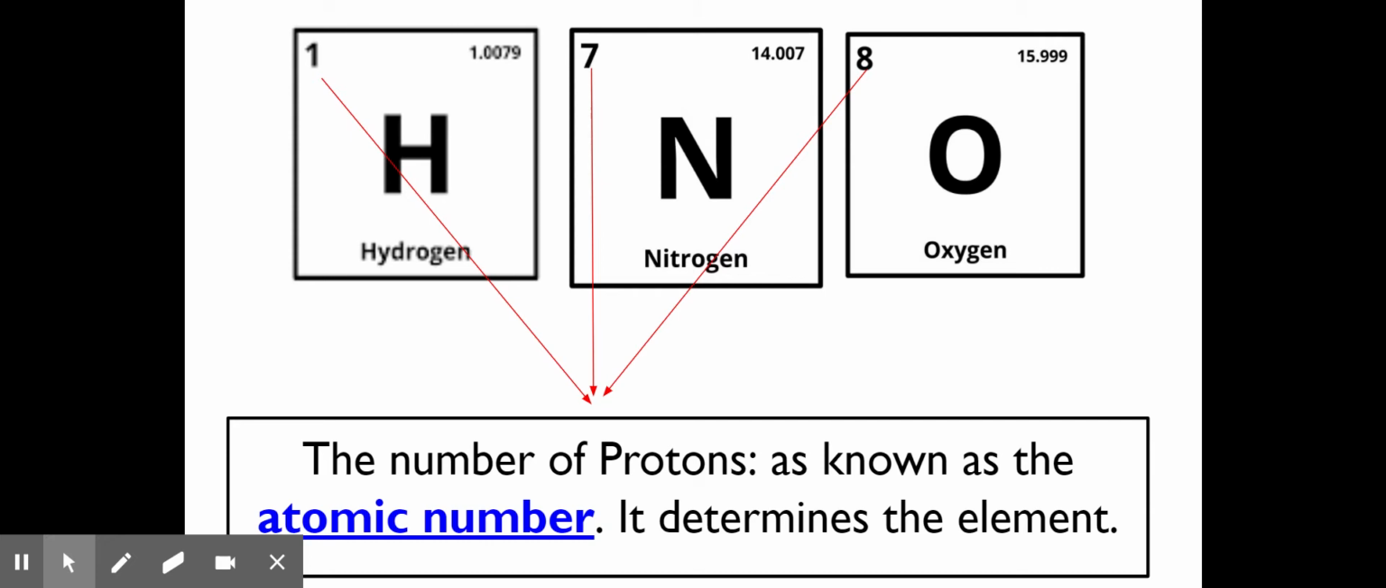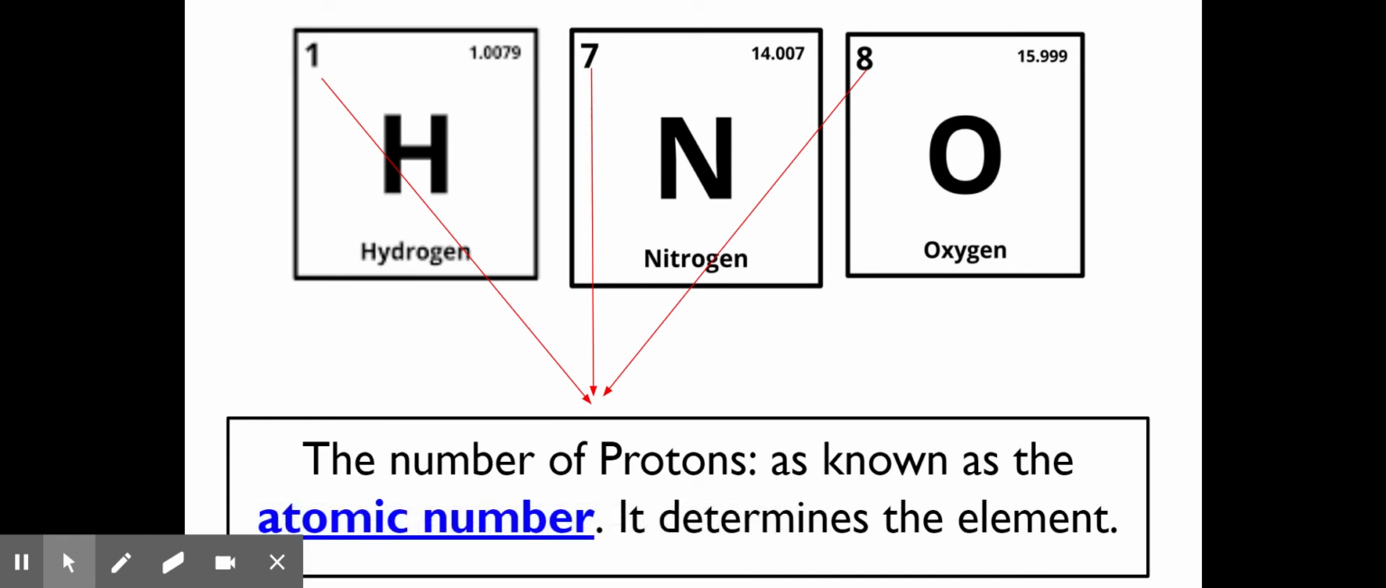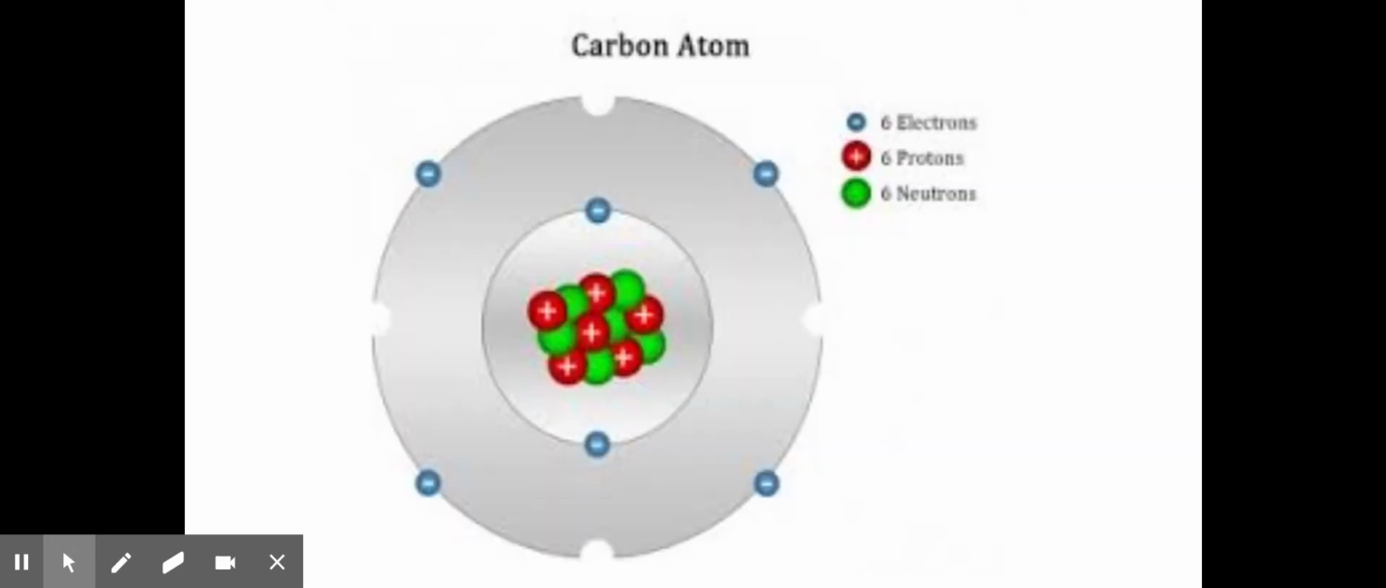So the number of protons determines the element. We call it the atomic number. Where do you find it? You can find it in the periodic table in the square. Normally it's on the top left side of the symbol, but sometimes it could be different. It's just the whole number in each square of the periodic table. Okay, so please write this down in your notebook. Write the number of protons as the atomic number, also called the atomic number. It determines the element.